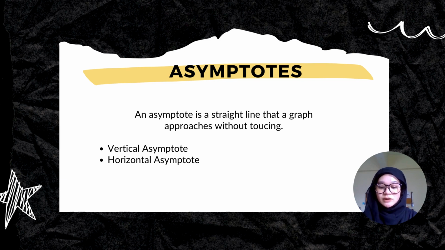So we move to the rational function. First, we need to find the asymptotes. An asymptote is a straight line that a graph approaches without touching. A rational function has two kinds of asymptotes, which are the vertical asymptote and the horizontal asymptote.